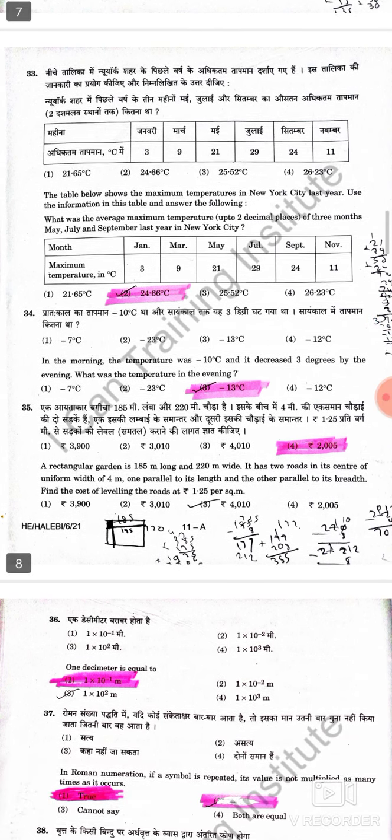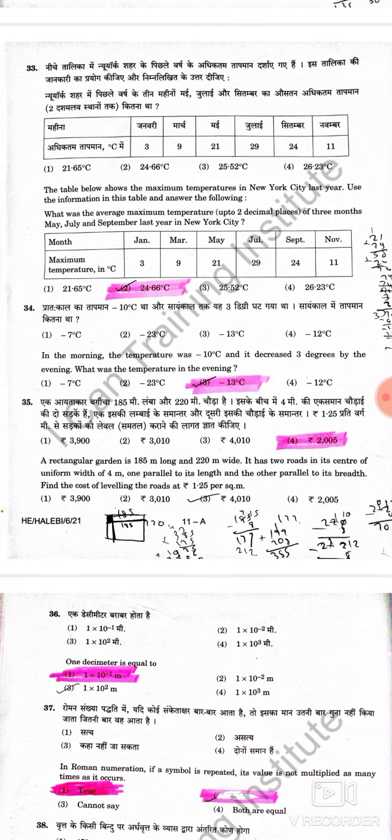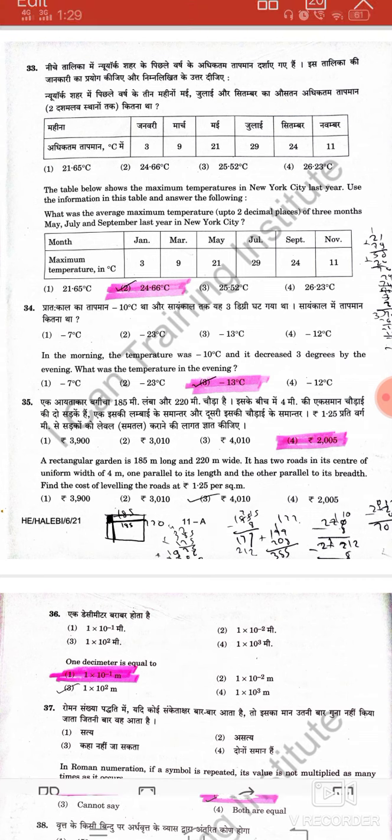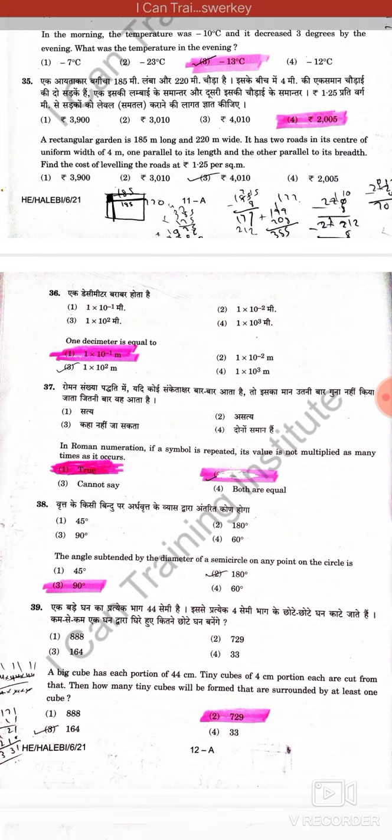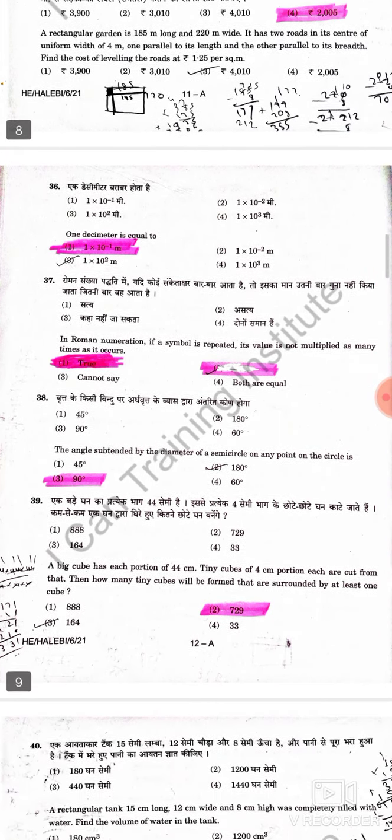Question number 35. A rectangular garden is 185 meter long and 220 meter wide. It has 2 roads in its center of uniform width of 4 meter, one parallel to its length and other parallel to its breadth. Find the cost of leveling the roads at rupees 1.25 per square meter, and the answer is option number 4. Question number 36. 1 decimeter is equal to, and the answer is option number 1.